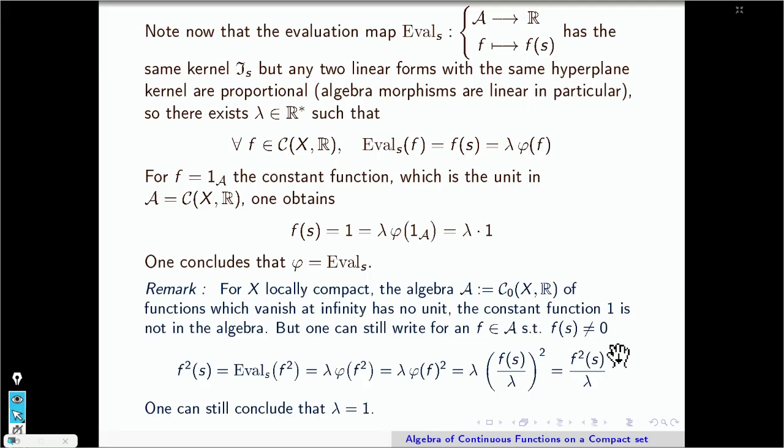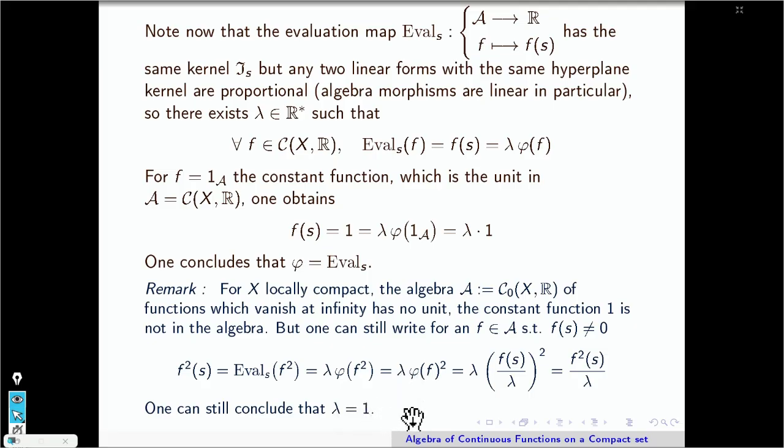So there will exist a function f and a point s where it is non-zero. Let's look at the evaluation of f squared, because the evaluation map is proportional to phi with coefficient lambda. It is phi of f, everything squared, because phi is an algebra morphism. And here we write again that phi is proportional to evaluation; it is evaluation divided by lambda squared. And now I use the fact that f squared at s is different from 0. So I simplify and obtain that 1 over lambda is equal to 1, and thus lambda is equal to 1.